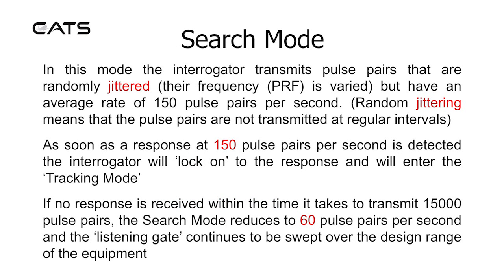Search mode. In this mode, the interrogator transmits pulse pairs that are randomly jittered. Their frequency, PRF, is varied, but have an average rate of 150 pulse pairs per second. Random jittering means that the pulse pairs are not transmitted at regular intervals. As soon as a response at 150 pulse pairs per second is detected, the interrogator will lock onto the response and will enter the tracking mode.